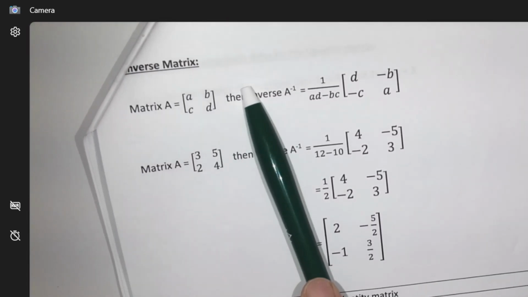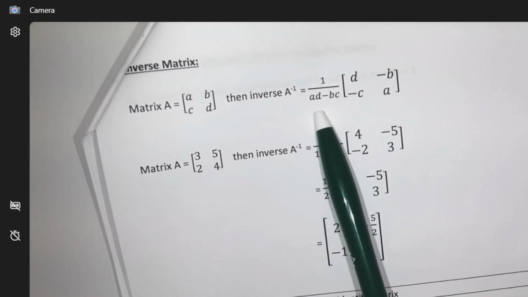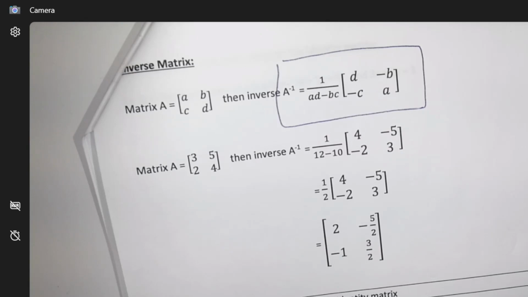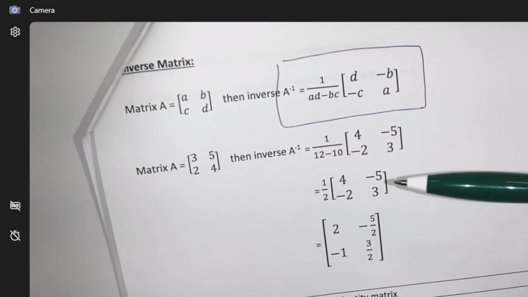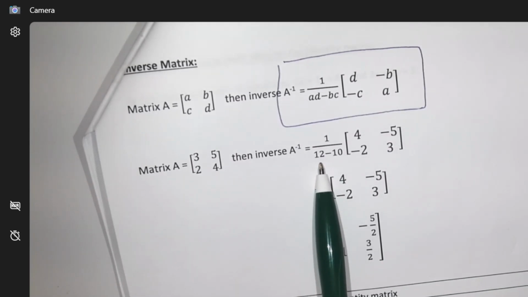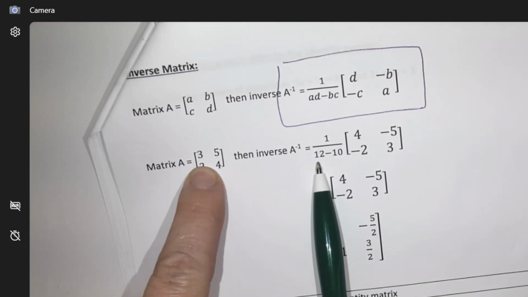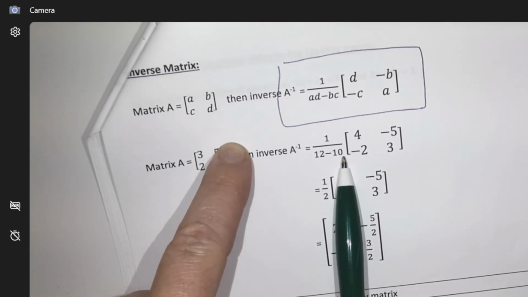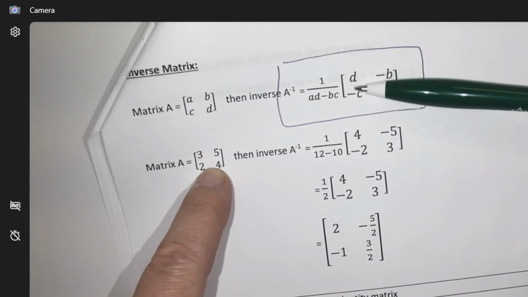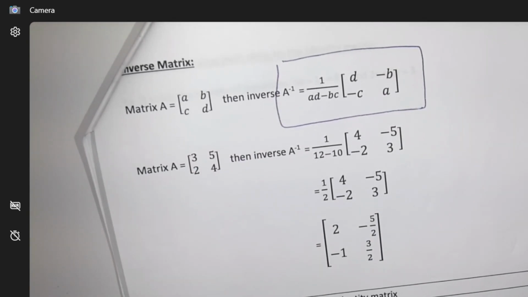This is matrix A. So the order goes like this, A, B, C, D. And there's a formula for the inverse. That's the formula you're going to get from me. So here's an example of how it worked. Okay, so I did 1 over AD. So you can see I did 3 times 4 for the AD. And the BC was the 5 times 2. Then I switched, so the D had to go here now, and I negated those. So it's just following a formula.